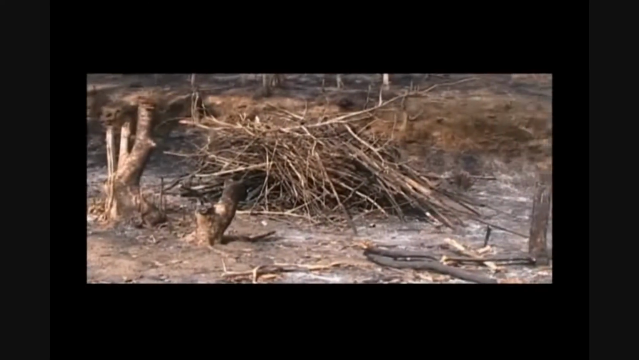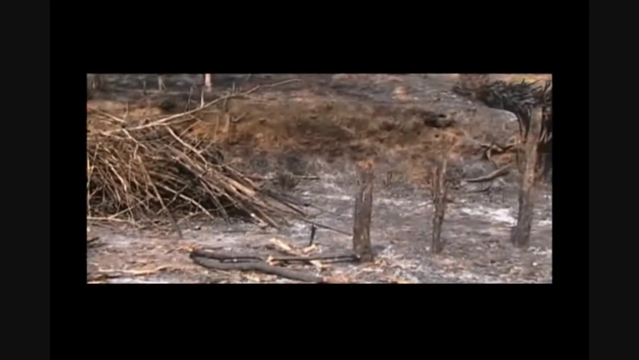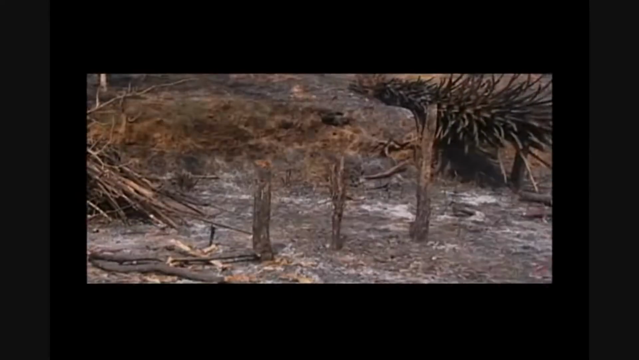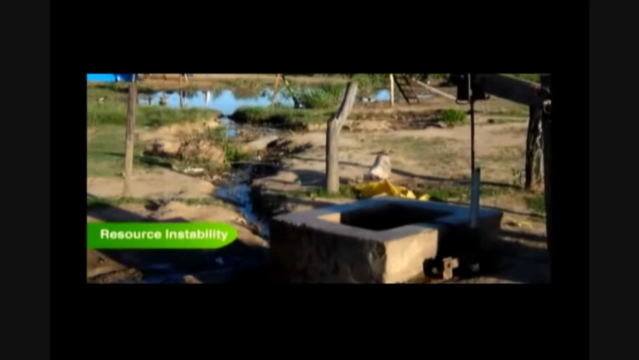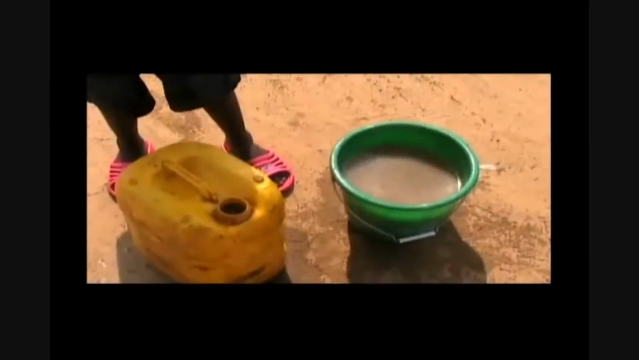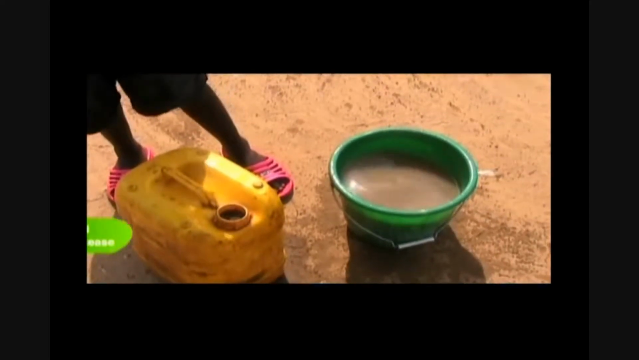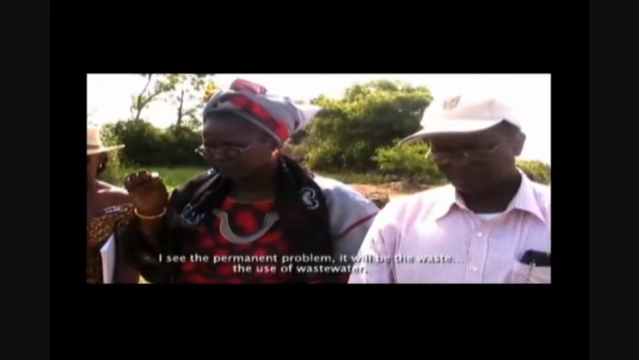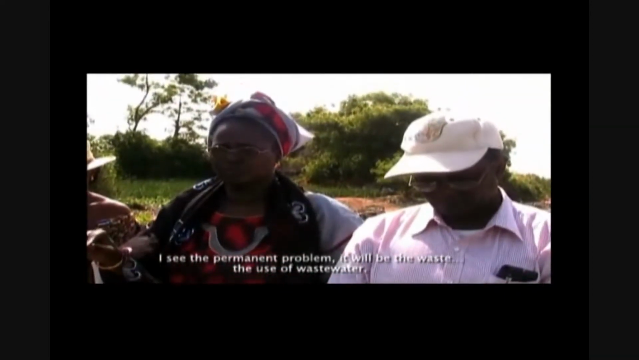Changes in the ecosystems and habitat, like the loss of vegetation or wetlands, diminish the community's water supply, so a water source, like a well, may not be able to provide water year-round. Also, contaminated water can lead to greater illness and water-related infectious disease. I think the prominent problem will be the use of wastewater. What do these impacts look like in a real project?